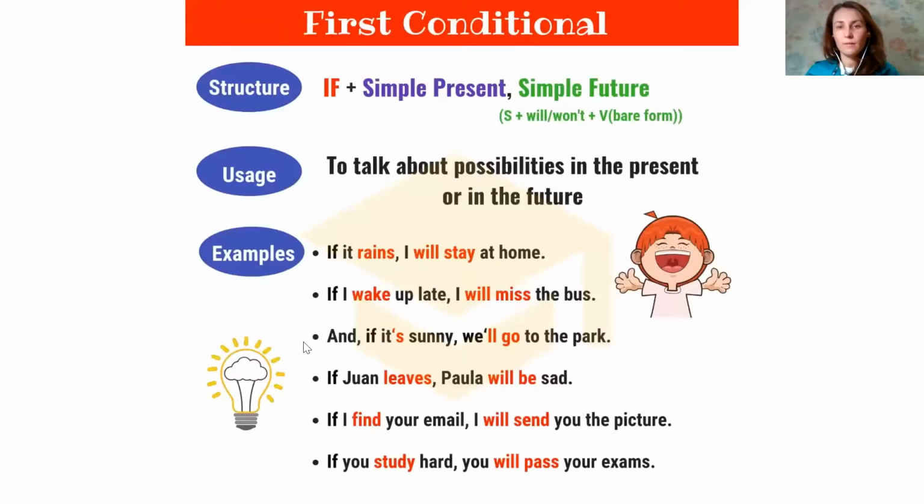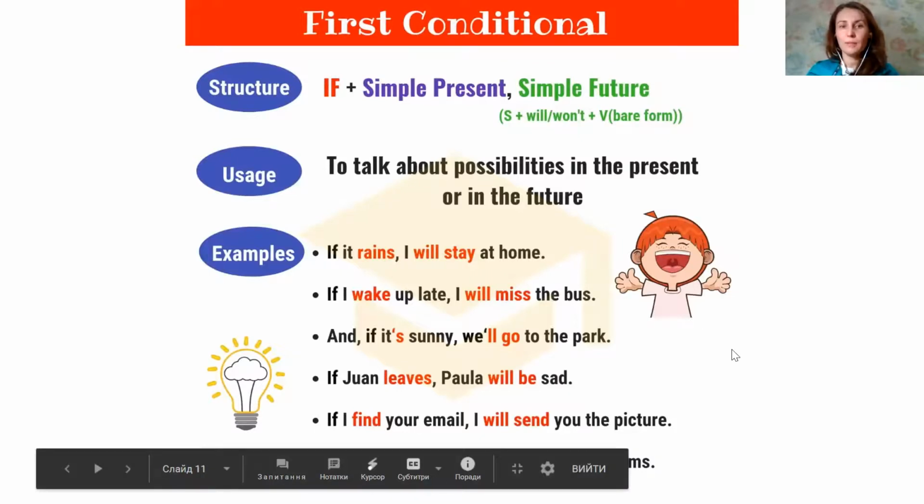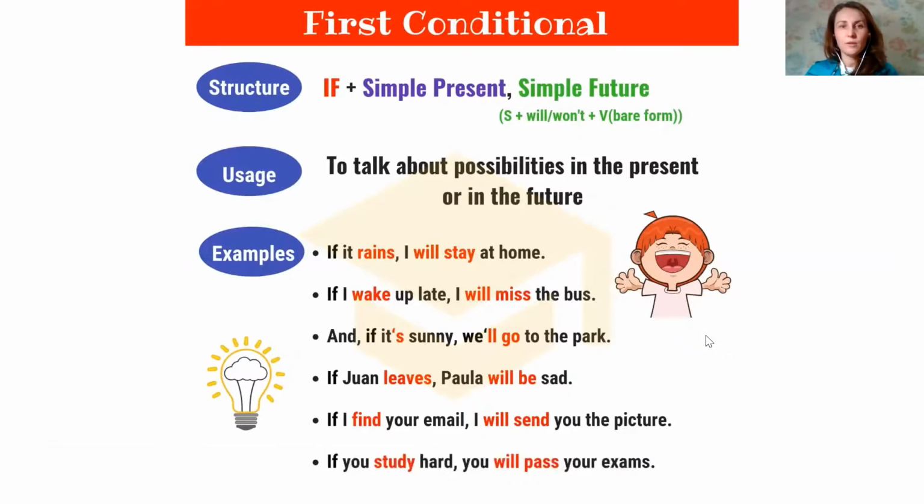Here is another diagram for you with many examples. The same formula, you remember, if simple present, comma, simple future. If you put the main clause first, there is no comma, and you put if simple present. The same goes for the time clauses we have just covered. So instead of if, you can put when, while, as soon as, after, until, all the other conjunctions.